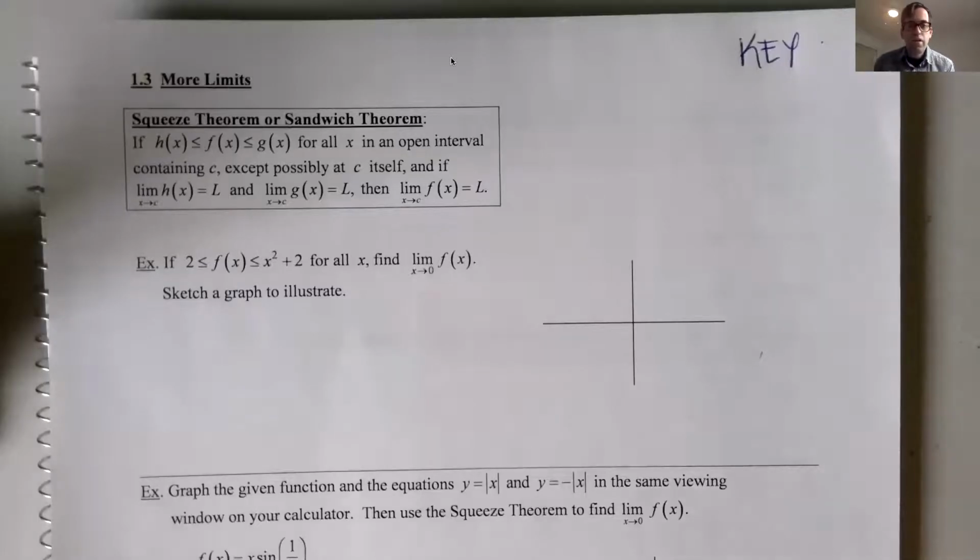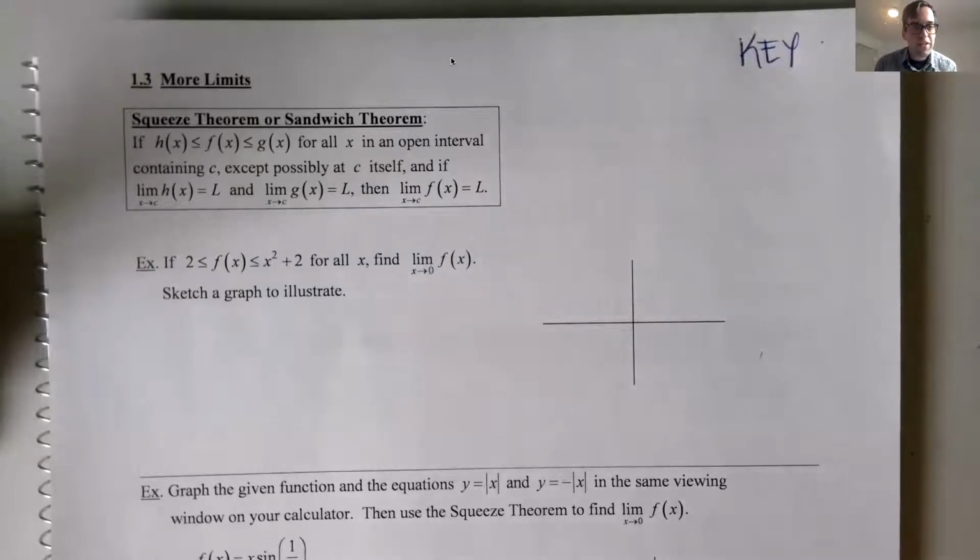All right, so here we are, 1.3, more limits. And this is our last lesson in Unit 1. So after this, we'll have some review and a mini assessment in person in the course. But let's take a look.